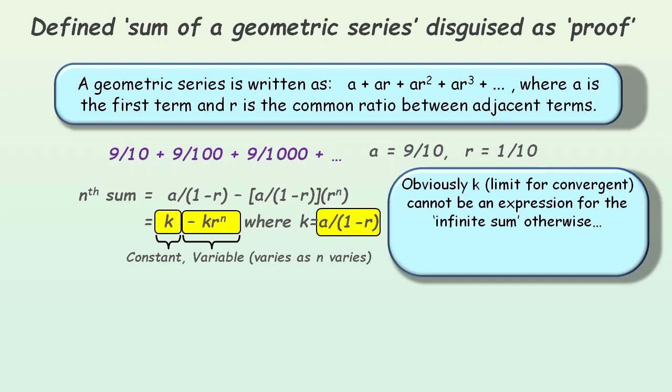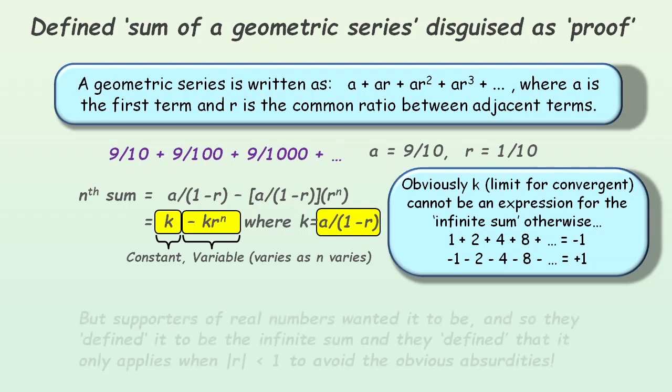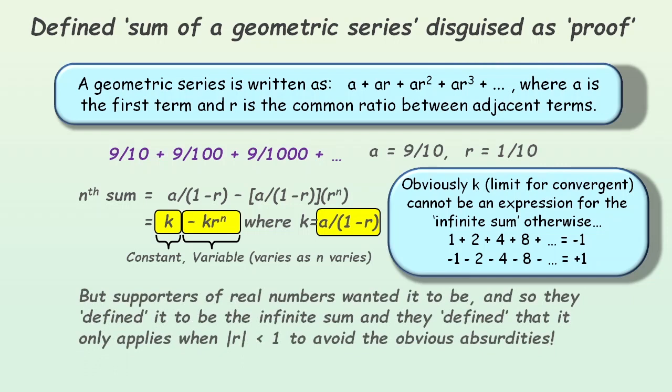If the expression a over 1 minus r was really the sum of infinitely many terms in a geometric series, then 1 plus 2 plus 4 plus 8 and so on would sum to minus 1. And minus 1 minus 2, minus 4, minus 8 and so on would sum to plus 1. But supporters of real numbers wanted to claim that the expression could be said to equal the infinite sum in some cases, and so they used definitions, notably convergent and divergent, to exclude the cases that appear to lead to absurdity.